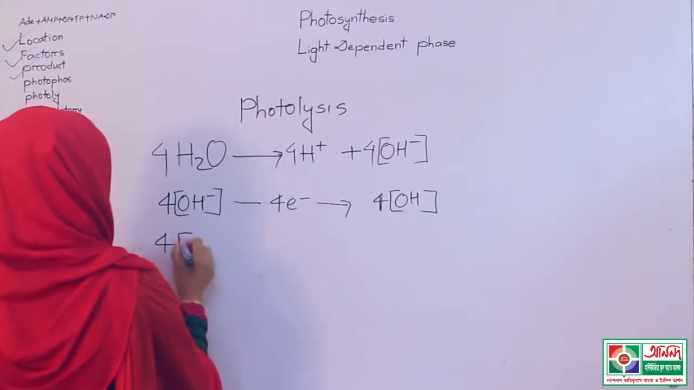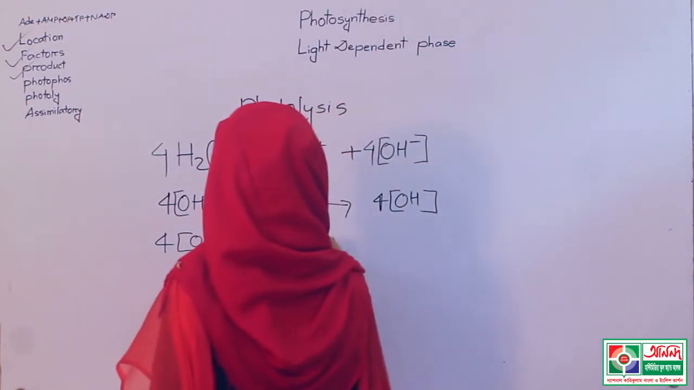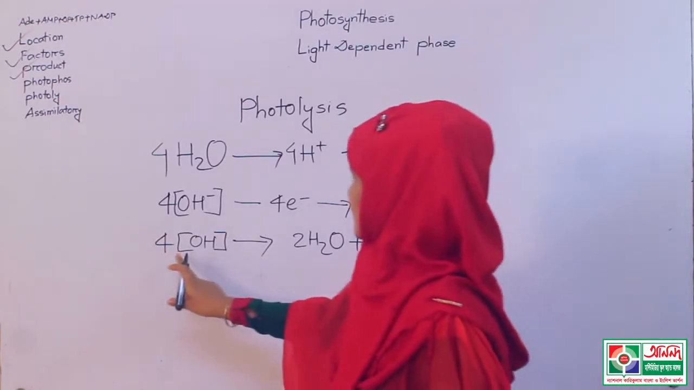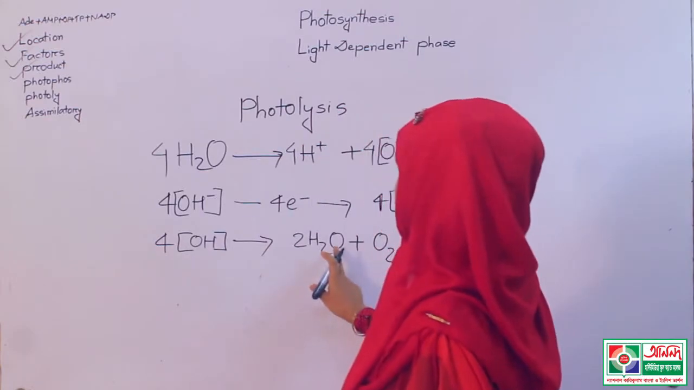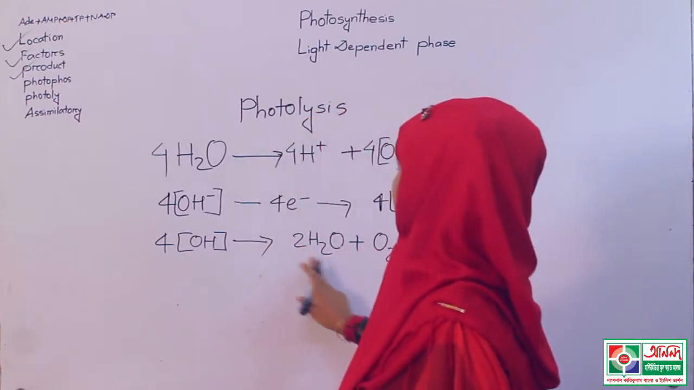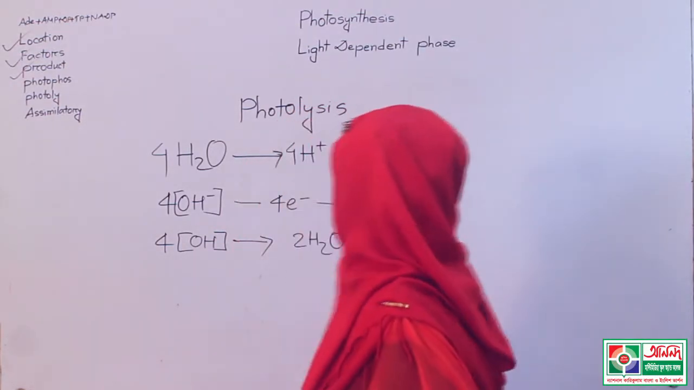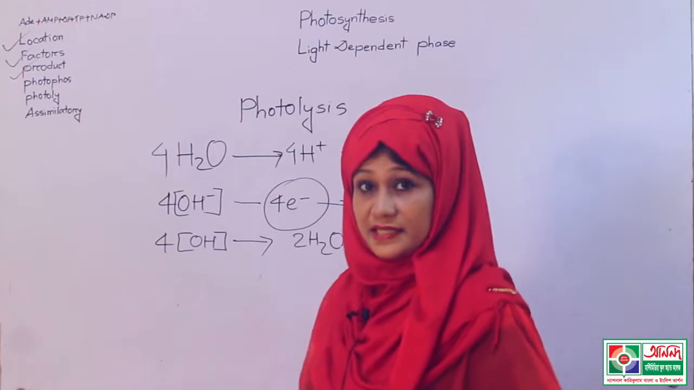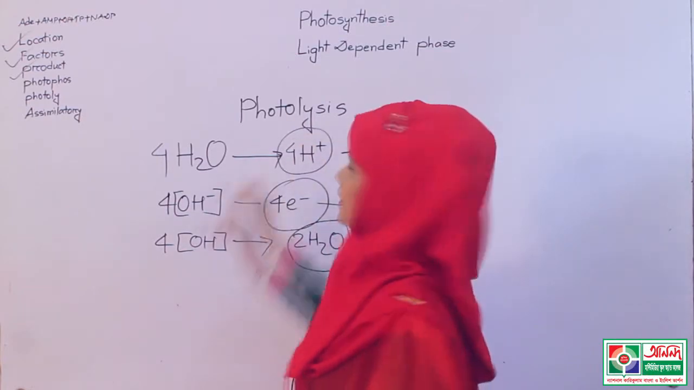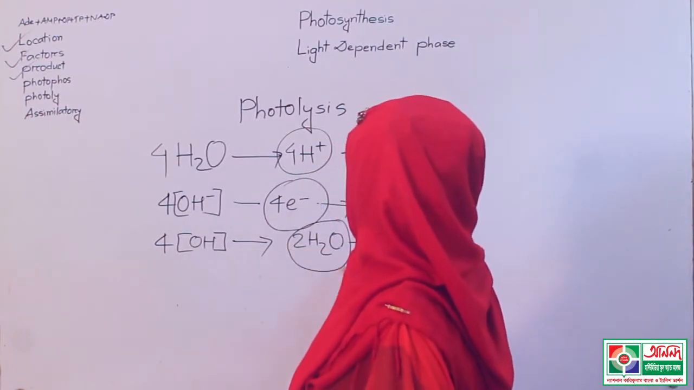Now I am taking this 4 OH. This 4 OH will produce 2 molecules of water and 1 molecule of oxygen. Look, how many oxygen? 4. Oxygen 2 and 2, 4. Hydrogen 4. Here hydrogen also 4. So ultimately, after photolysis of water, we get 4 electrons because it has left 4 electrons, water, oxygen and hydrogen. This hydrogen, we will call this hydrogen as proton, electron and oxygen.